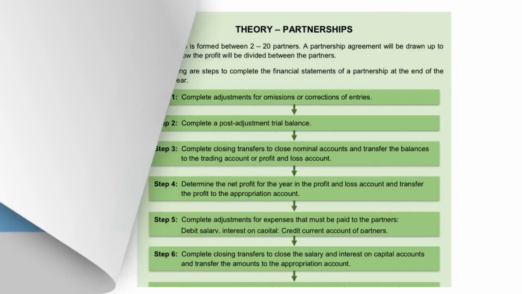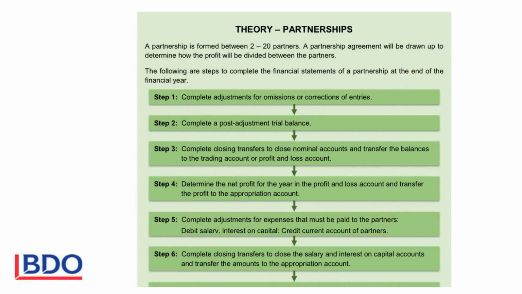Good morning. We will pay attention to the theory of partnerships. A partnership is formed between 2 and 20 partners. A partnership agreement will be drawn up, and that will determine how the profit will be divided between the partners. So in this partnership agreement, they will indicate what the salaries of each partner are, what the interest on capital is, and how they will divide the profit.